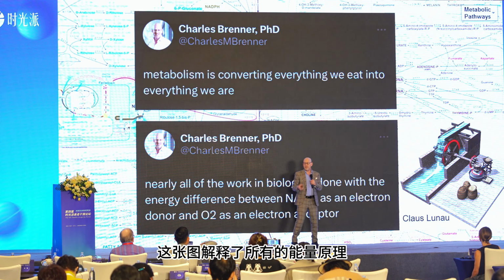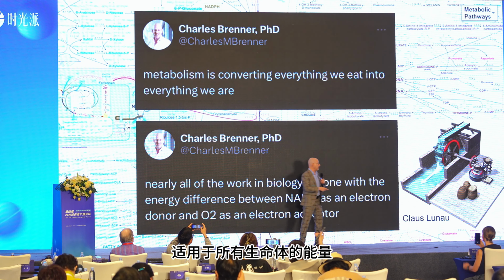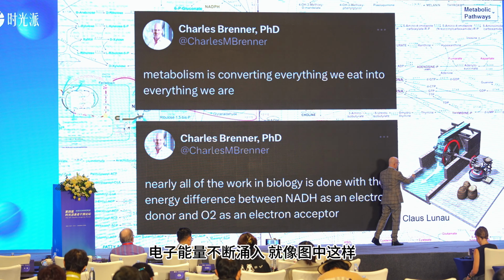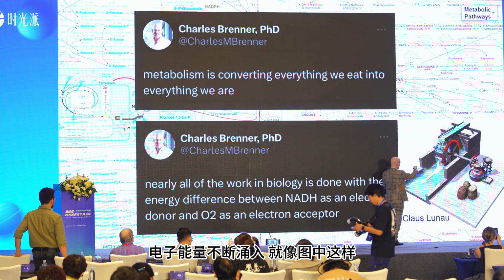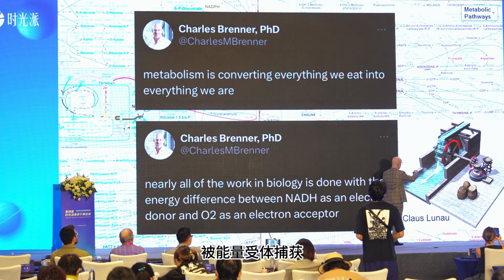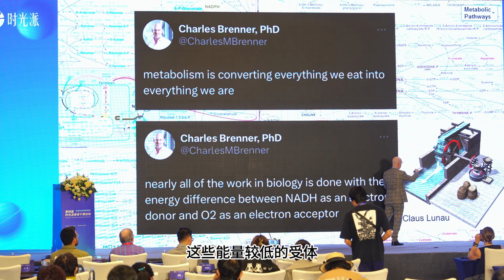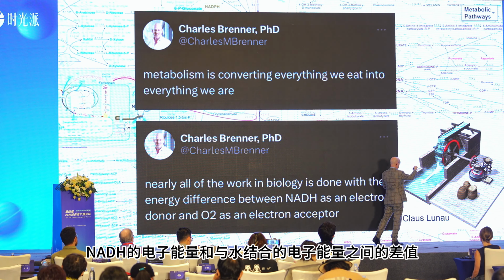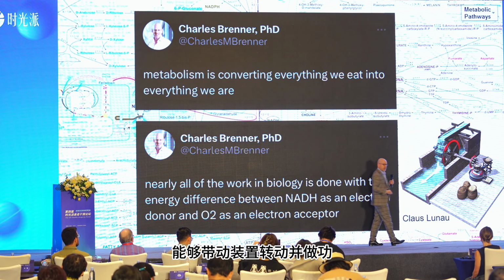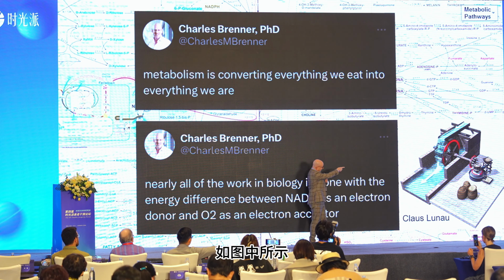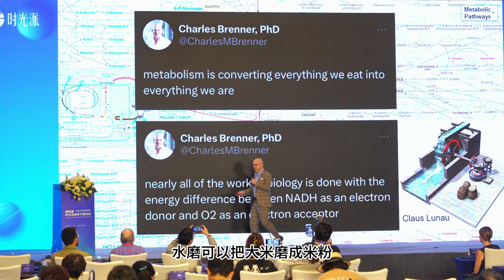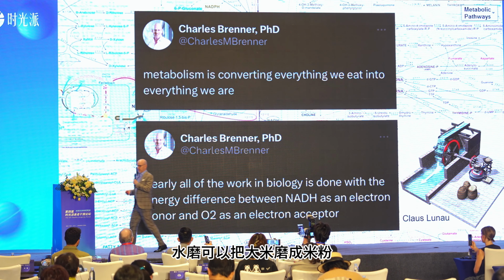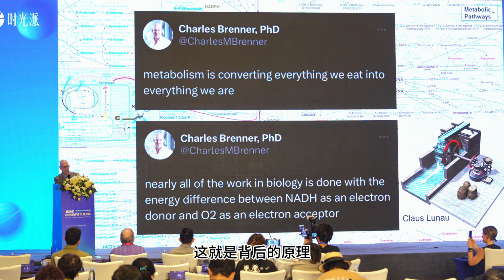And if you don't know what I mean, just take a look at this diagram over here that is kind of an illustration of all the power in life: the energy of the electrons coming in is captured by energy acceptors of lower and lower energy, like coenzyme Q, iron sulfur clusters, cytochrome oxidase, etc. And that delta between the energy of the electrons of NADH and the energy of electrons joining water can actually turn the crank and do work, just like that water mill can grind rice into rice flour. That's really the way things work.